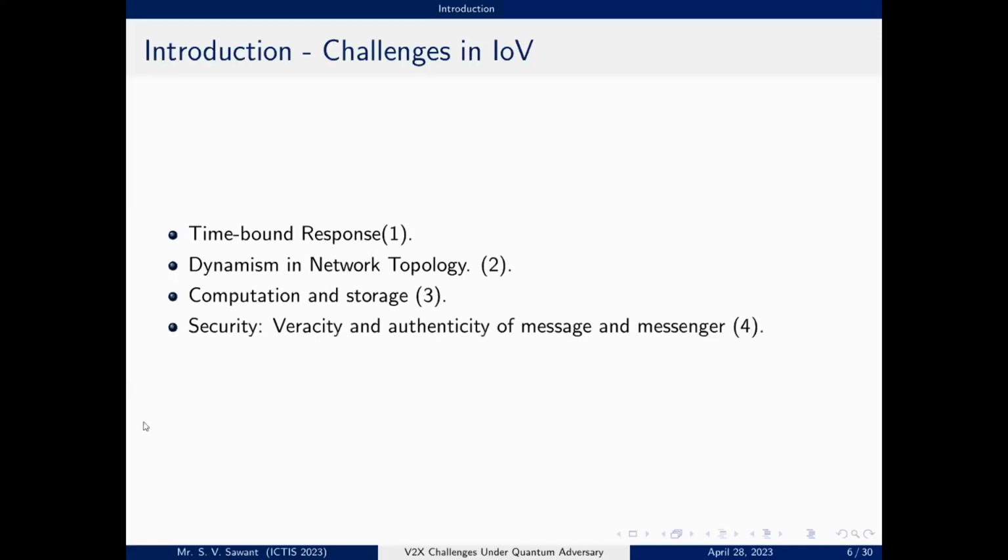The fourth and the major one is veracity and authenticity of message and messenger. If two parties are communicating, it is very important to know that the person sending the message is an authentic person, taking into account the credibility of the message that he is sending. This is a very important point with respect to security in IoT.